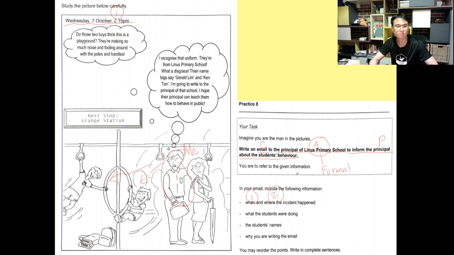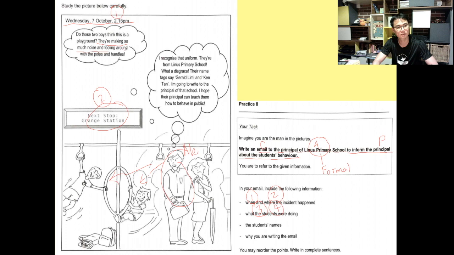This is my number 2. Where did this happen? It's on an MRT train headed for Grange Station. So this is number 2. What are the students doing? It looks like they're doing 2 things. They are making a lot of noise and they are fooling around with the poles and handles, right?